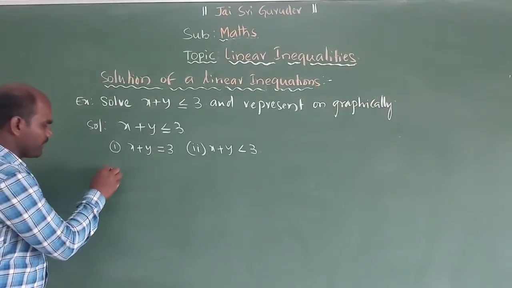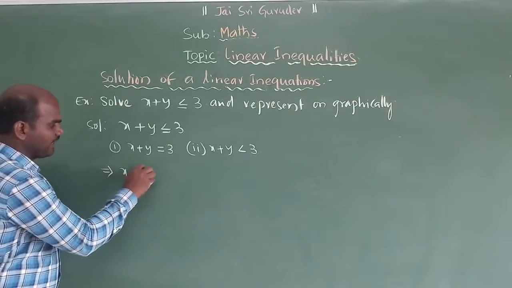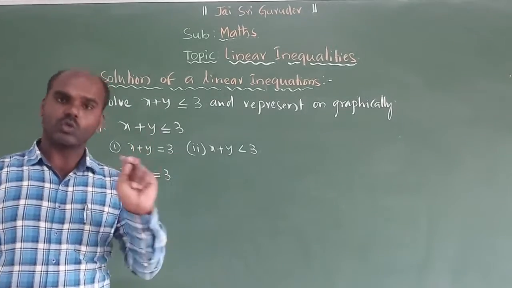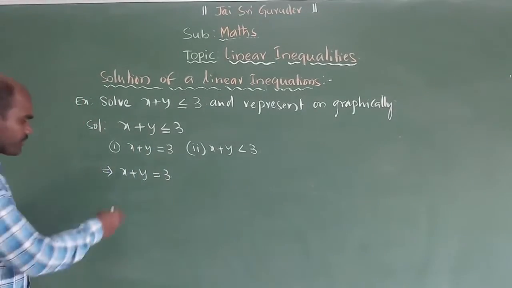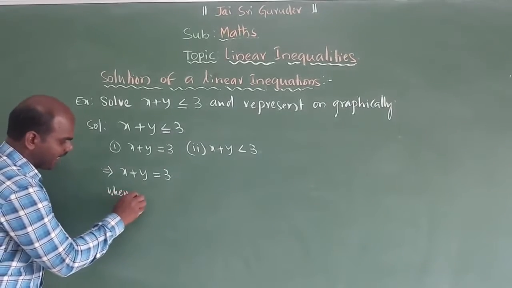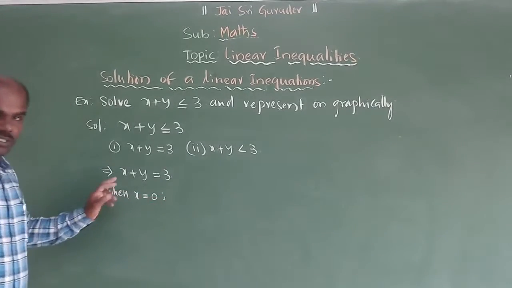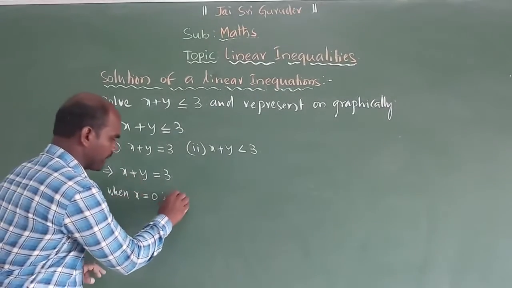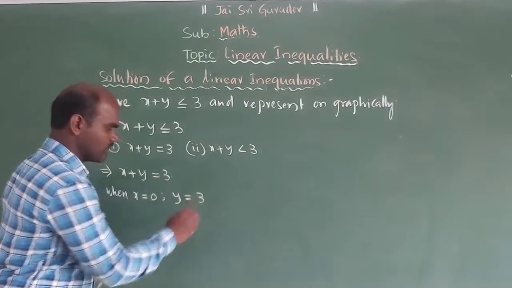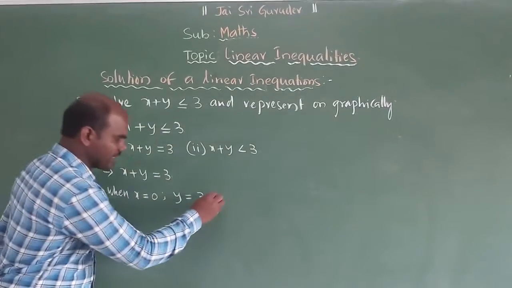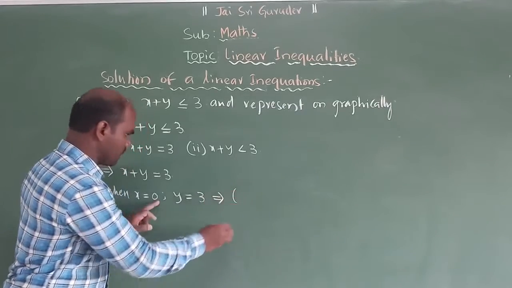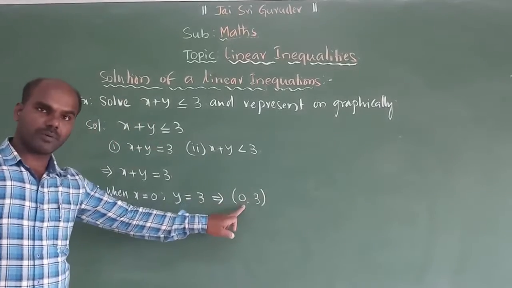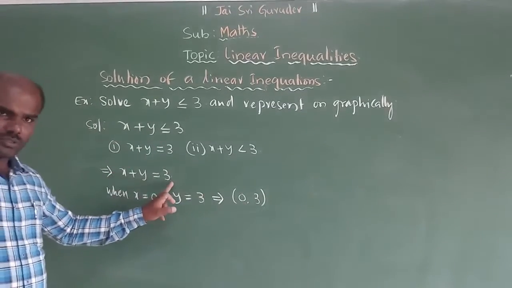So how should we find the pair of points in x plus y is equal to 3? For this, you have to find at least two pairs of points. When x is equal to 0, you substitute it: 0 plus y, so y is equal to 3. So the pair of points is 0 and 3. This is the first pair of points of x plus y is equal to 3.